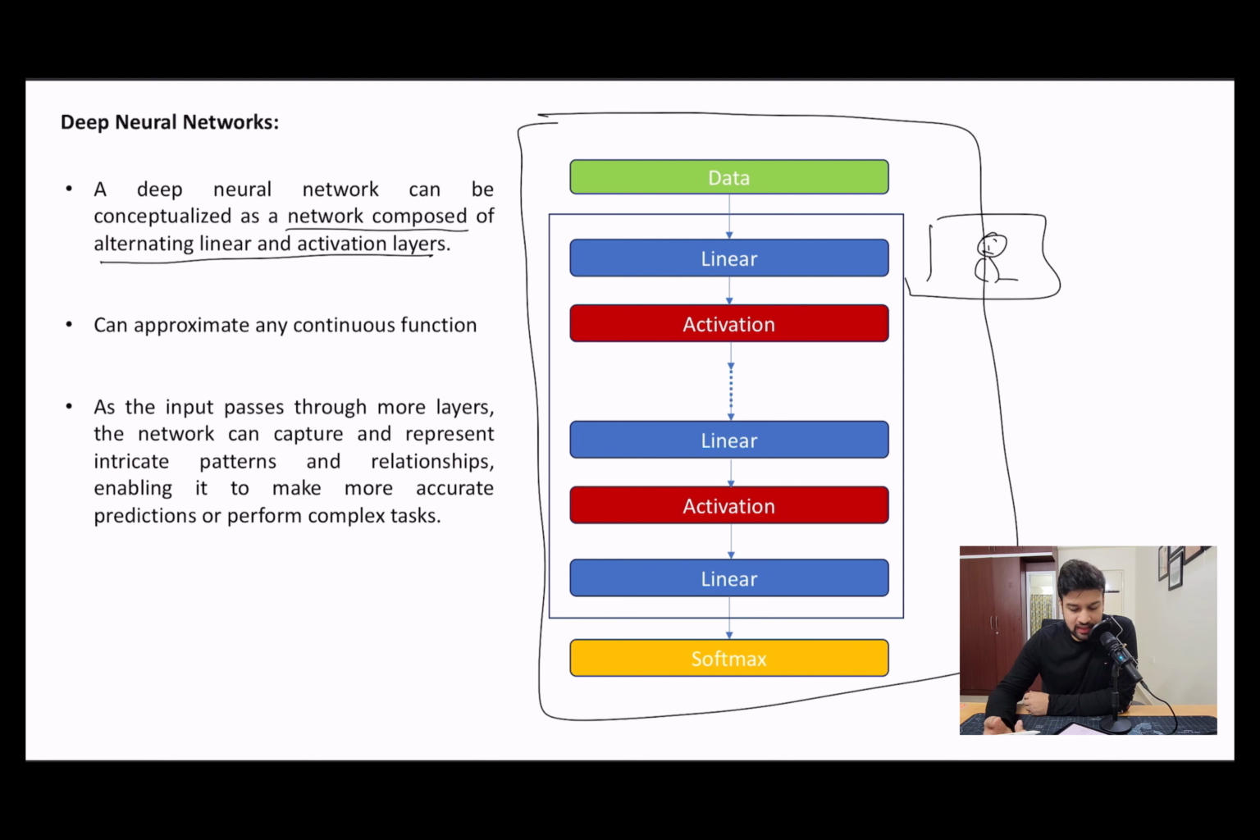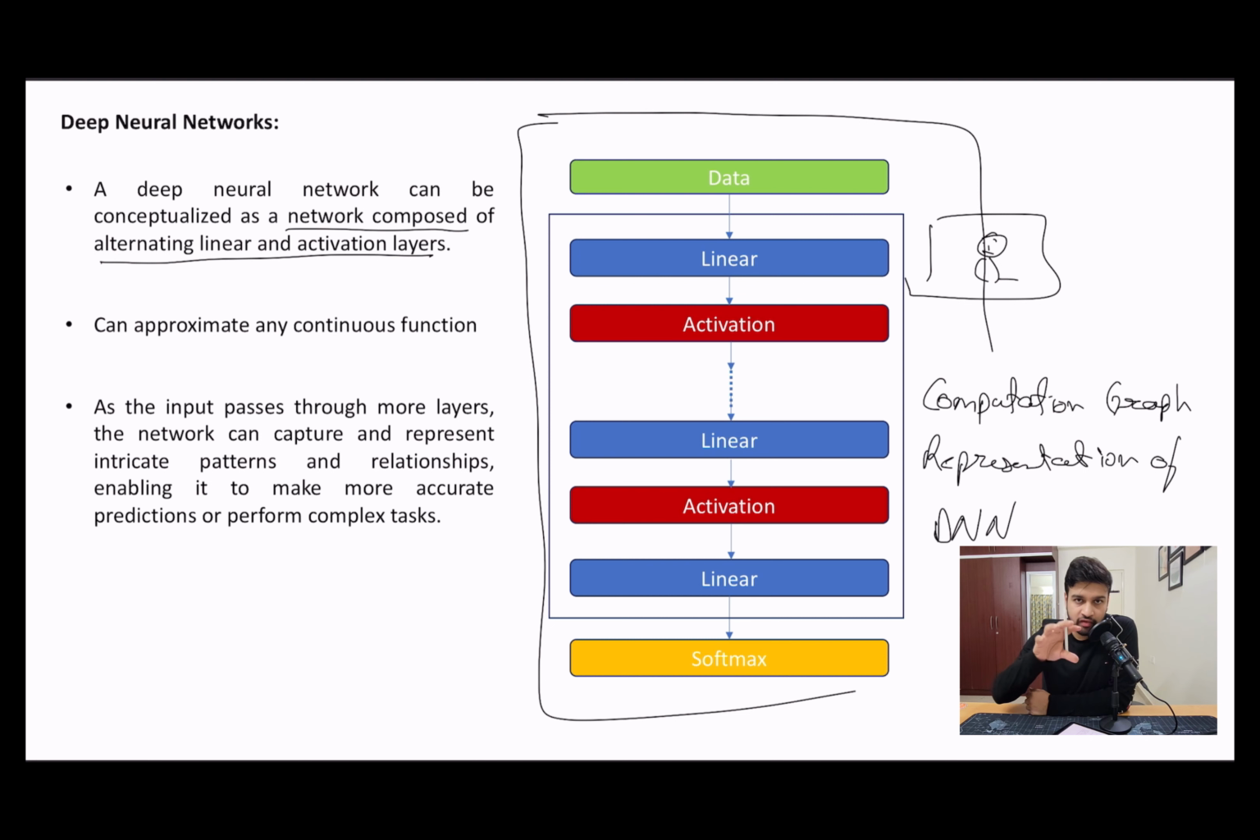In future videos, we'll see how you can build deep neural networks in PyTorch, and what the neural network representation of a deep neural network is. One thing I would like to cover here is that this is your computation graph representation of a DNN, right? There is also a neural network representation where you have neurons stacked together and connections going on. That also we'll discuss.